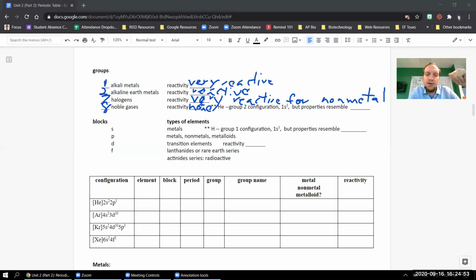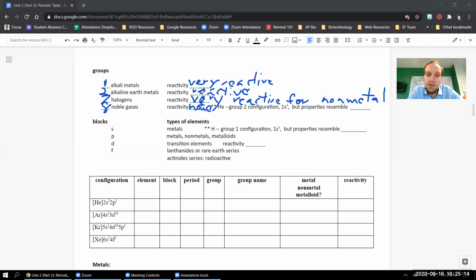They have a full outer energy level. They don't want to do anything with anything else. They are too good for you. Therefore, don't talk to them. Leave them alone. That's the way you want to think about them. They have a full outer energy level, therefore they do not want to steal anybody else's electrons, and they also do not want to lose any electrons, therefore they will not bond with anything.